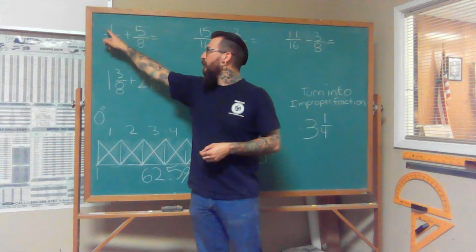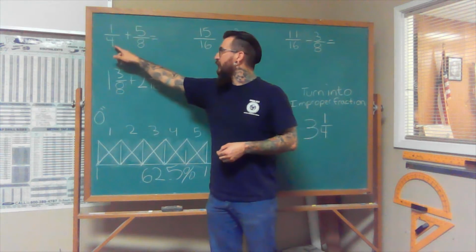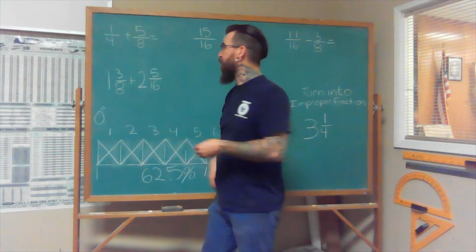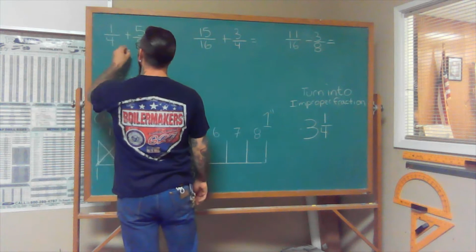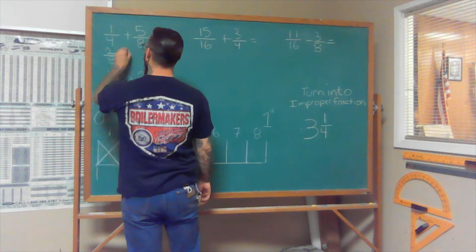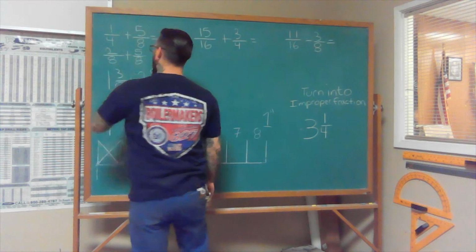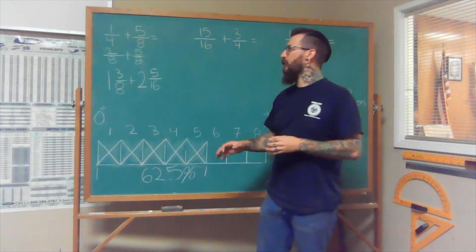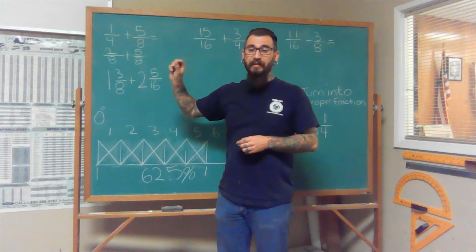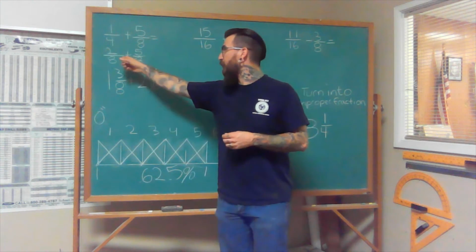So instead, we're going to raise this 1/4 inch up to the same level as this. So 4 goes into 8 2 times. So we're just going to bring both of these up by a factor of 2. So now we have 2/8 plus 5/8. And something I really want you to keep in mind as we're working with this, 1/4 and 2/8 is the same exact measurement. It's just 2 different ways to say the same exact thing so we can do our math.